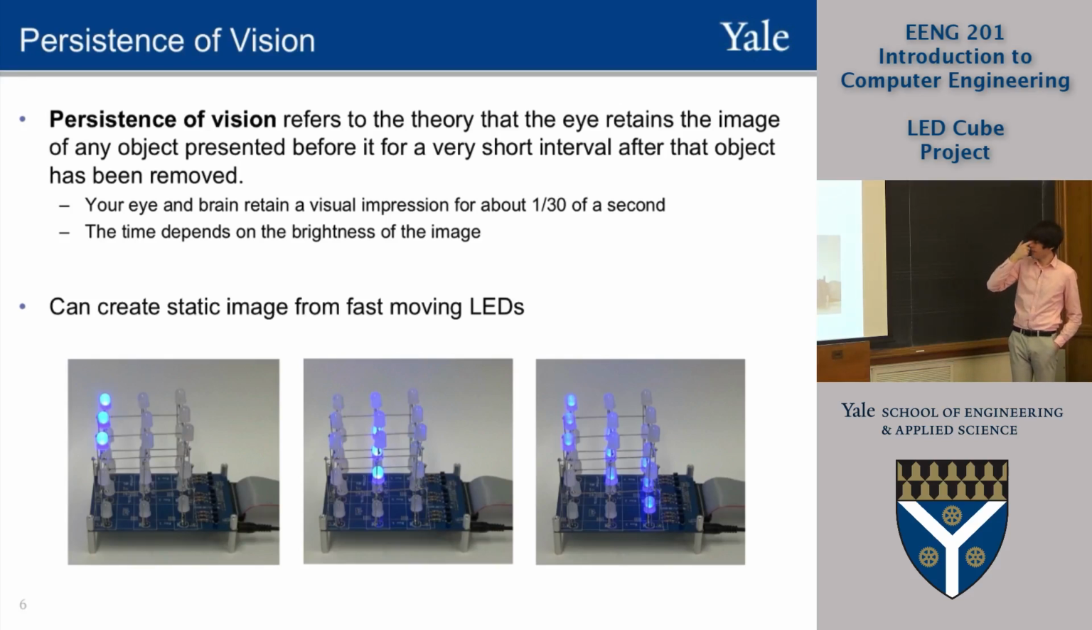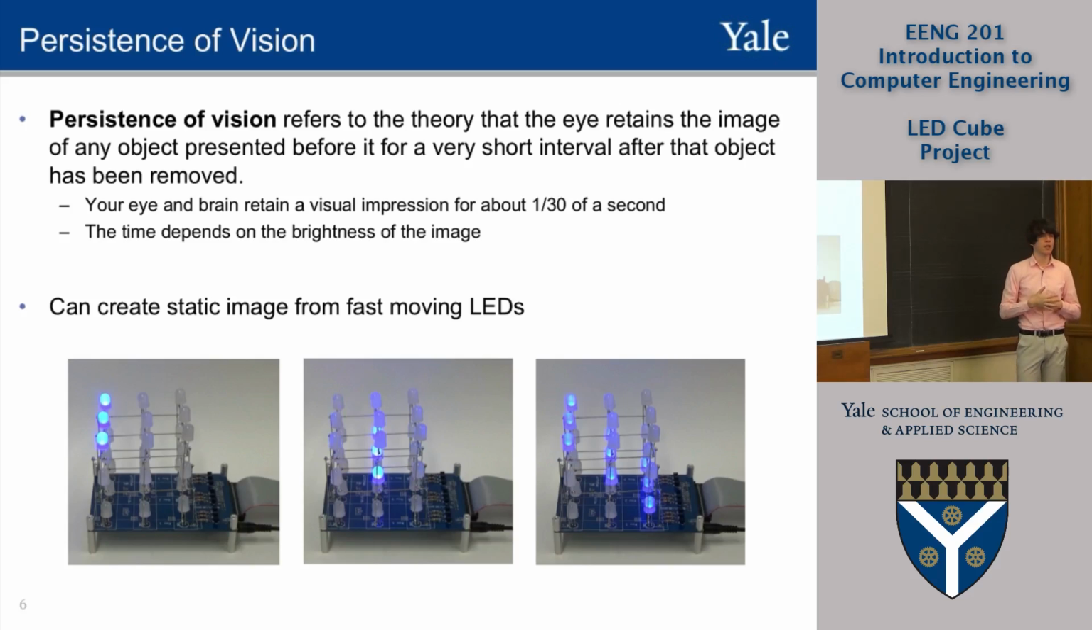If you turn LEDs on and off faster than your eye can react, then it will seem to you that all the LEDs are on at the same time, and you can create this illusion of, let's say, this horizontal plane. And one reason we'll be using the persistence of vision is that we can't actually control all the individual LEDs in the cube at the same time.